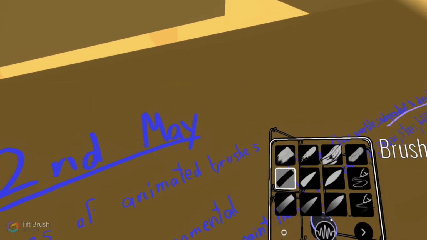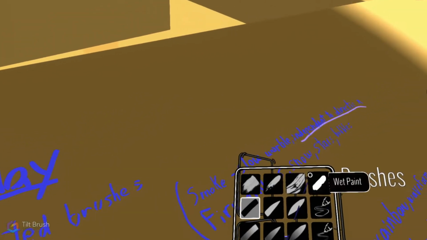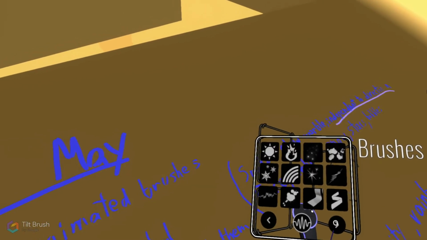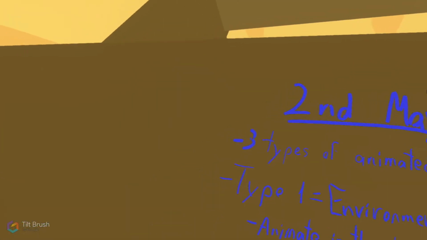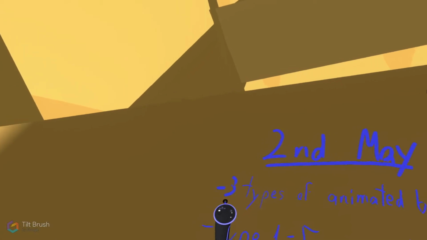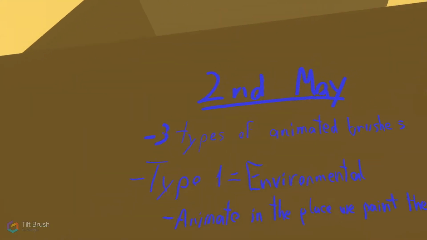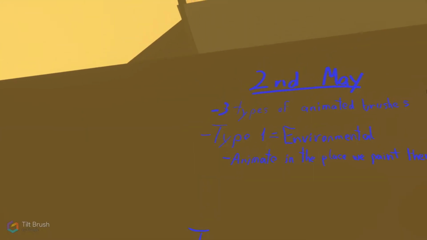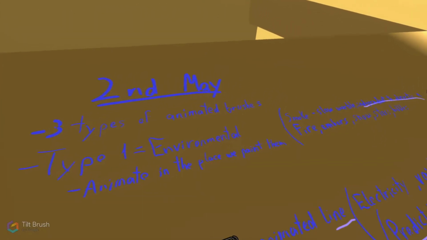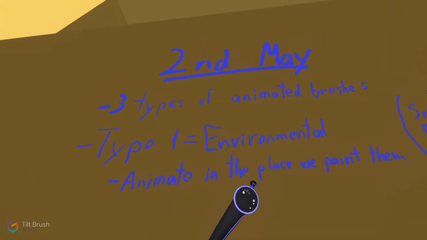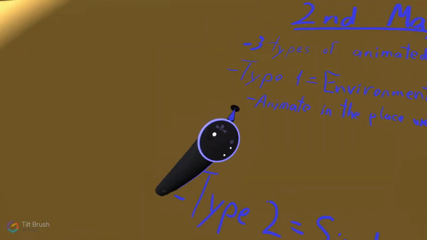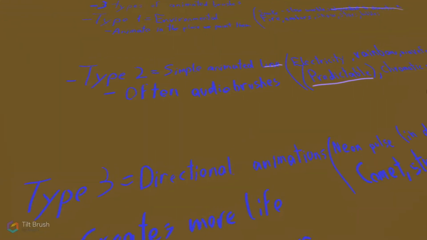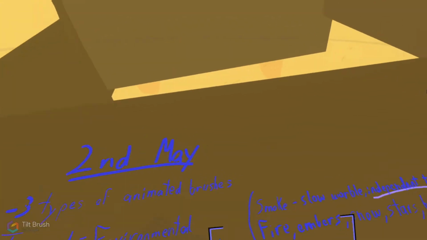First of all, I wanted to say, which I haven't written down, that the first panel has basically no animated brushes. So it only gets started in the second to fourth. In general, there are three types of animated brushes. Type 1 is environmental, which I'll explain more later, so you can animate in the place we paint them. Type 2 is a simple animated line. And type 3 is directional animations. So I'm going to go over it.